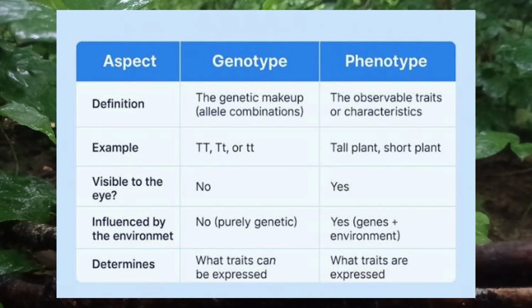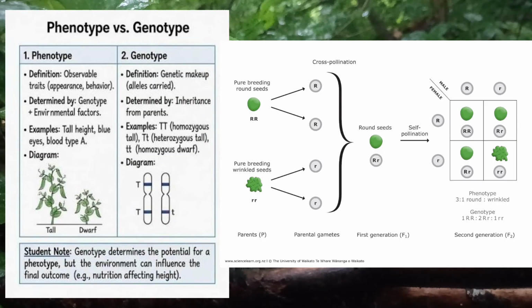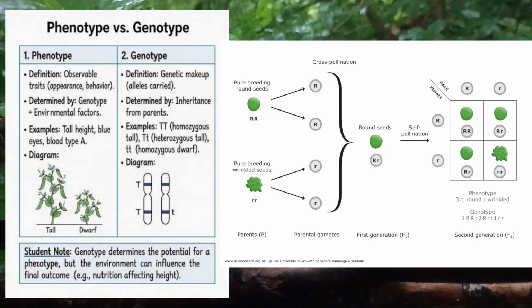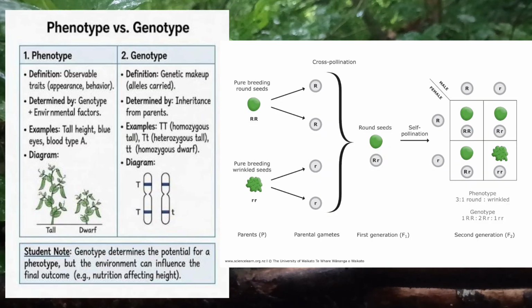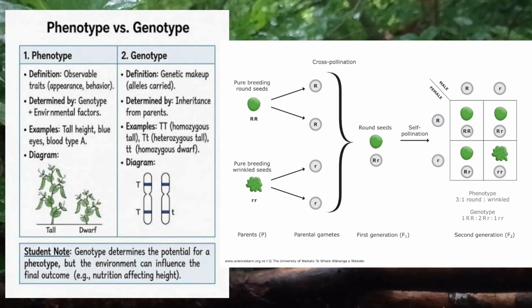A good example would be you have a smooth pod allele, or an allele that causes smooth seed pods. Then you have one that causes wrinkled seed pods. Let's say the smooth one is dominant and the wrinkled one is recessive. The phenotype will generally reflect the dominant allele if present.